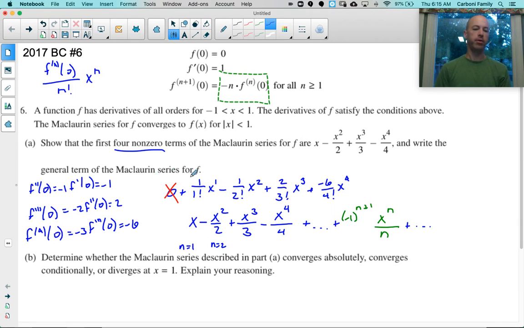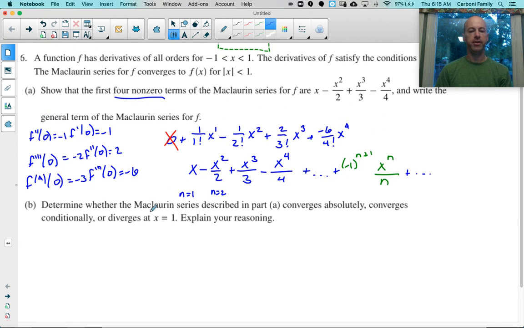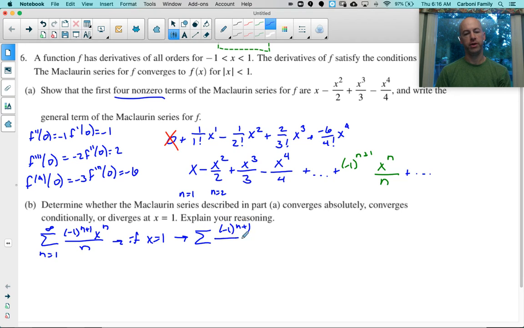So then part B, determine if your series described in part A converges absolutely, conditionally, or if it diverges at x equals 1. So my series is this: n goes from 1 to infinity of (-1)^(n+1) x^n over n. And if x is equal to 1, I would have the series (-1)^(n+1) over n.